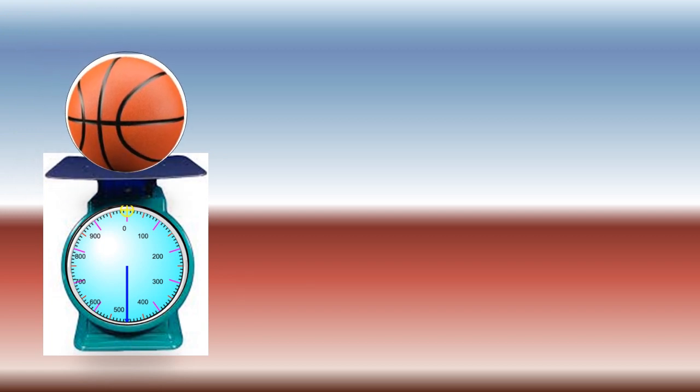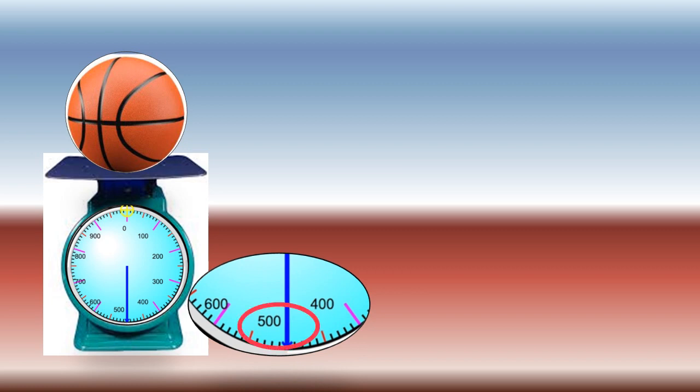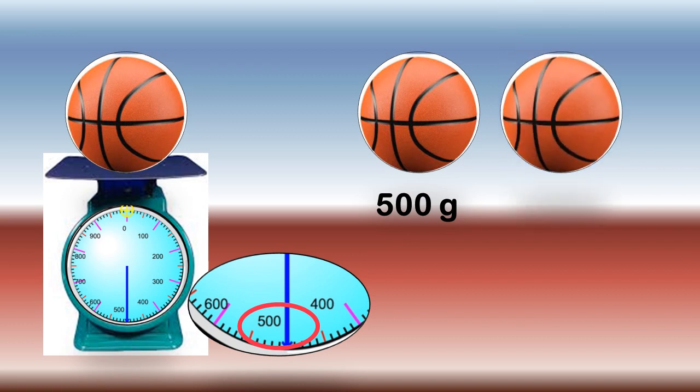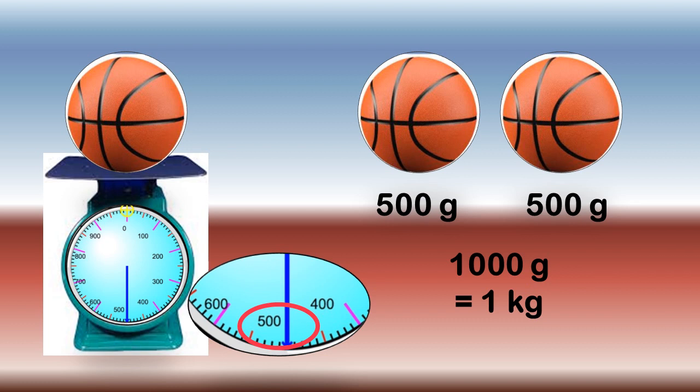How about this basketball? The basketball has a mass of 500 grams. So two identical basketballs will have a total of 1,000 grams, and 1,000 grams is equal to 1 kilogram.